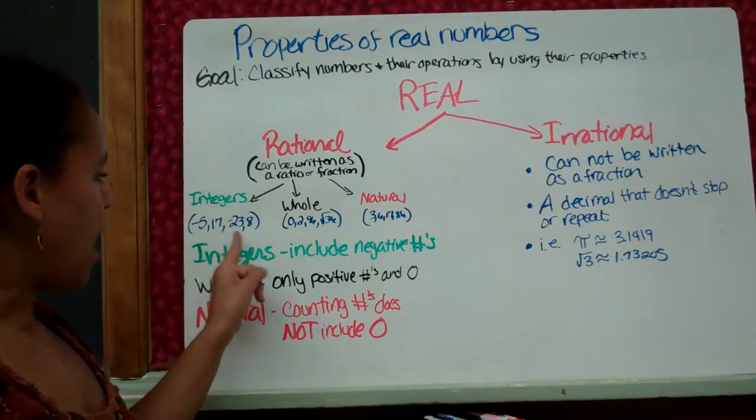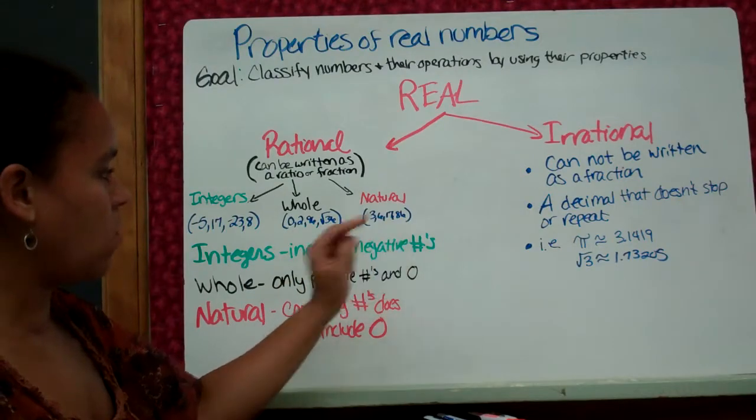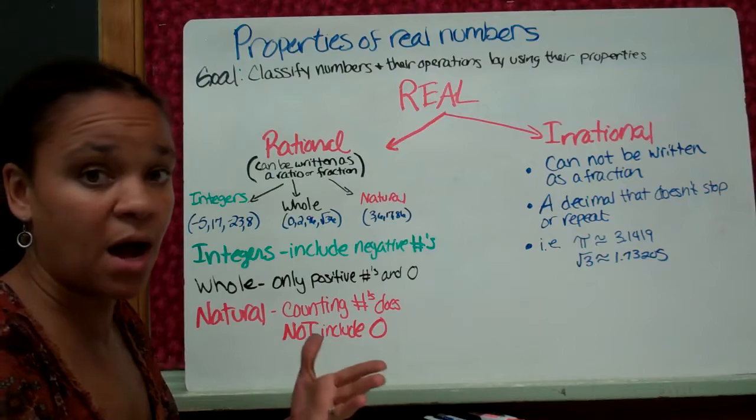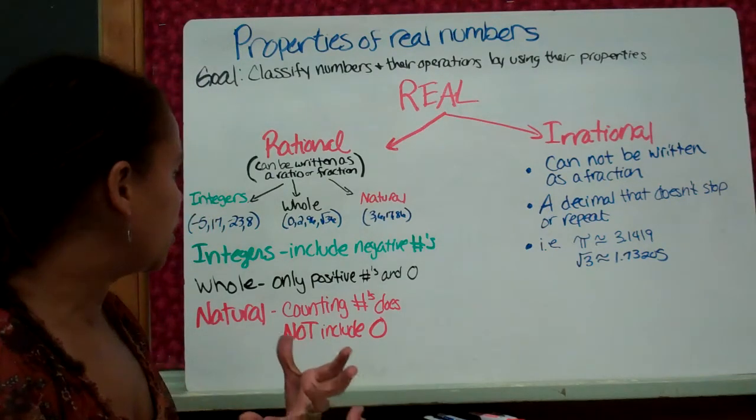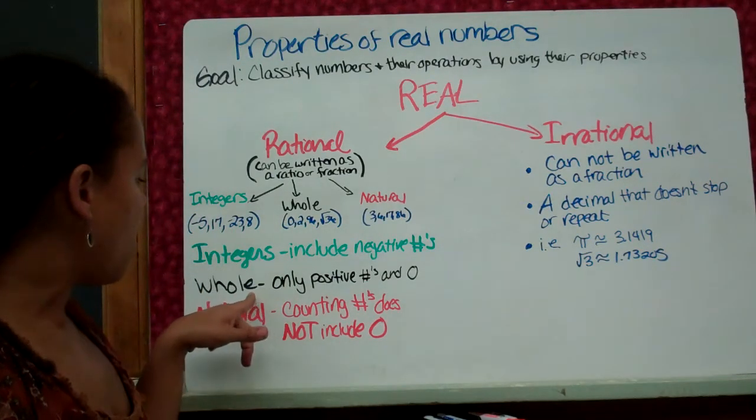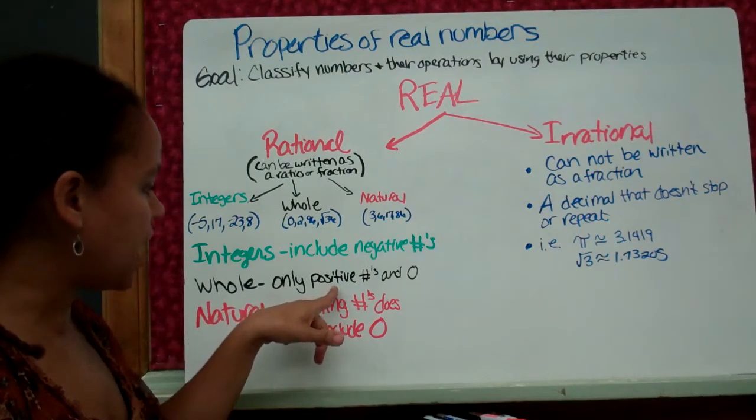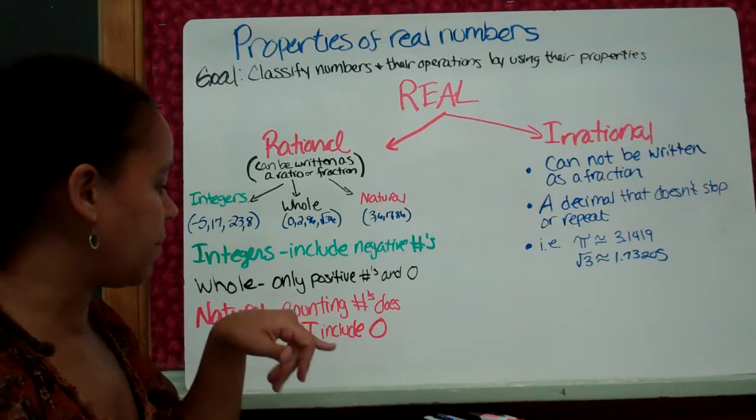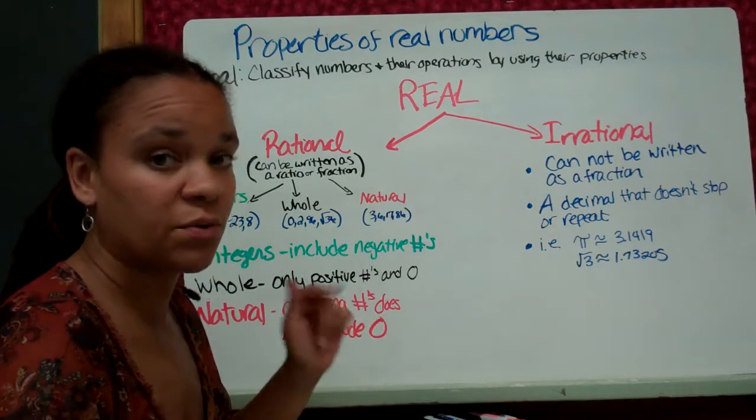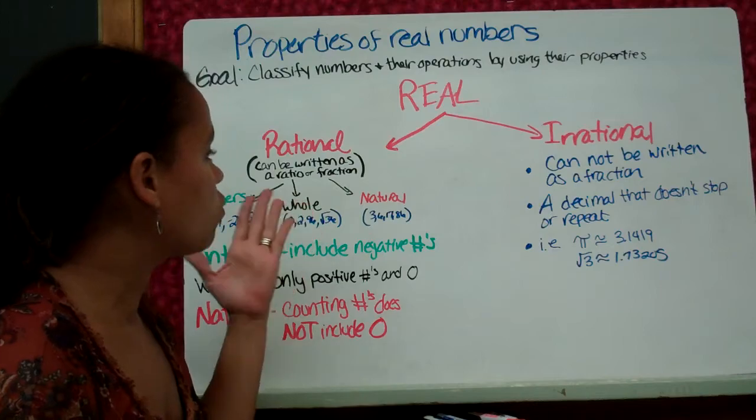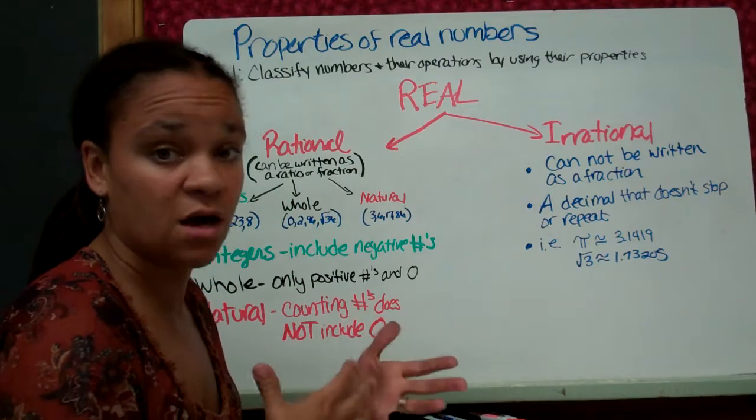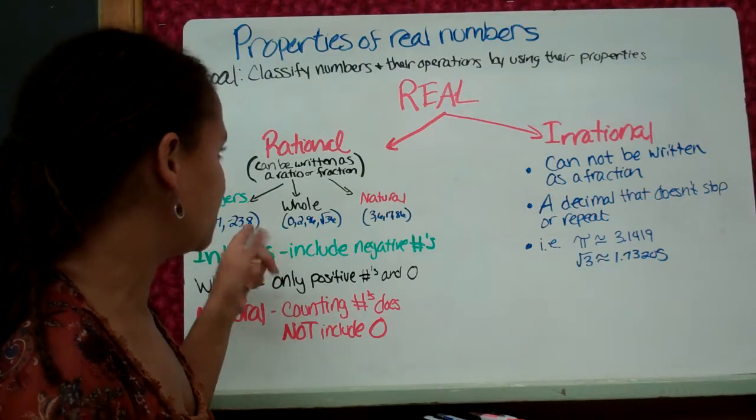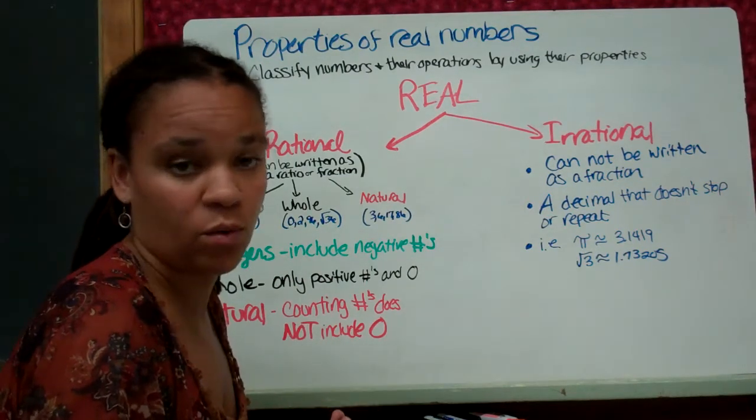Our integers, I put a few examples here for you for whole and natural, but integers include negative numbers, so you want to keep that in mind. Whole numbers are only positive numbers and zero. And then the natural numbers, those are our counting numbers, and they do not include zero. So you want to keep that in mind. And these are all rational numbers. They can be written as a fraction. So notice even an integer, 8, can be written as a fraction. It would just be 8 over 1.